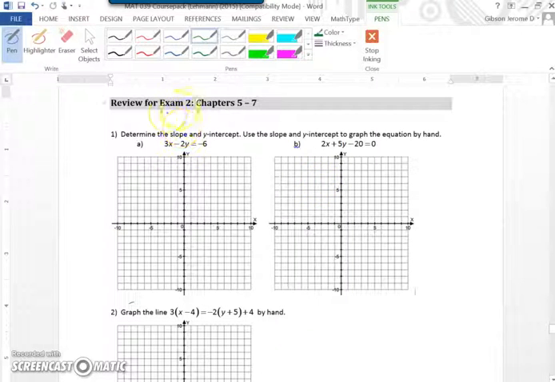Hello class, we're about to start the review for exam 2, chapters 5 through 7. We have problem number 1. Determine the slope and y-intercept. Use the slope and y-intercept to graph the equation by hand.